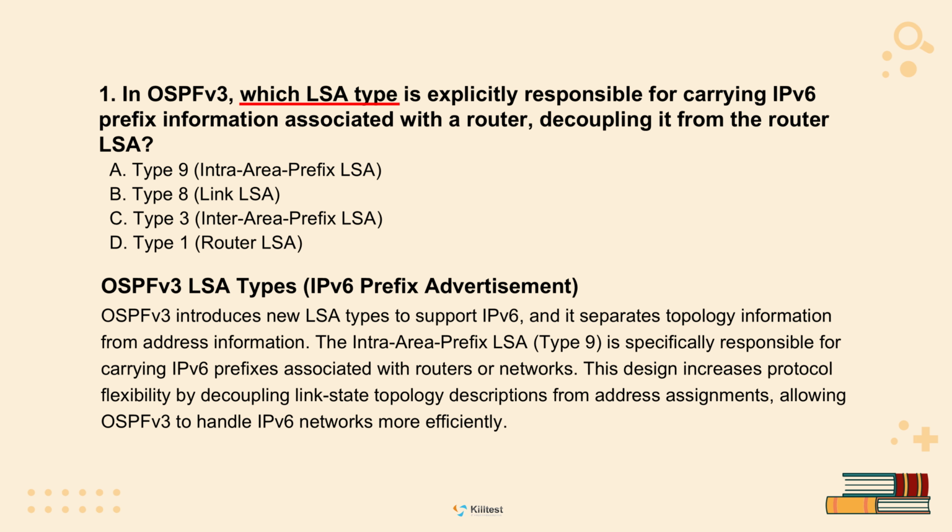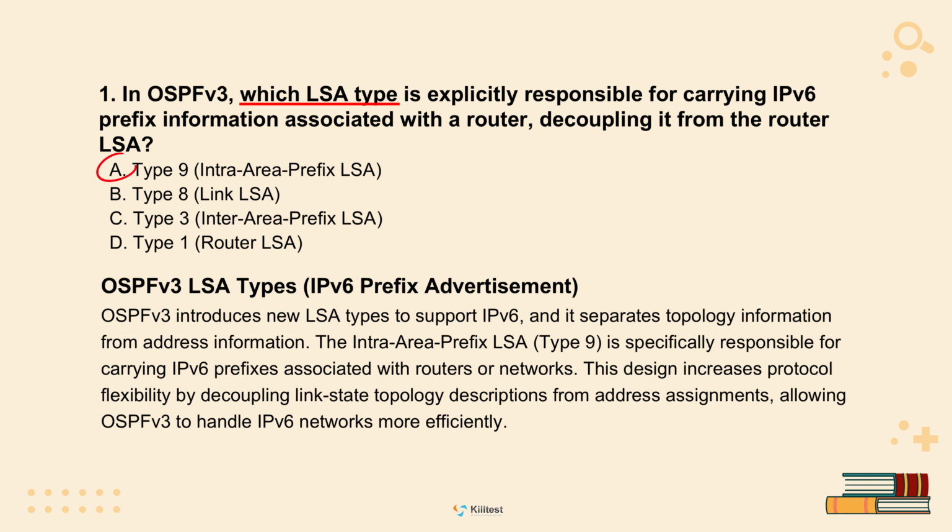Okay, so that critical piece of info is carried exclusively in the Type 9 LSA. The intra-area prefix LSA. That's the one. So why is that so significant? Because in the old world with OSPFv2, the topology and the IPv4 address info were kind of tangled together in the Type 1 router LSA. Why did they explicitly decouple them in OSPFv3? Decoupling is the perfect word. It's a huge benefit for scaling, a massive one.